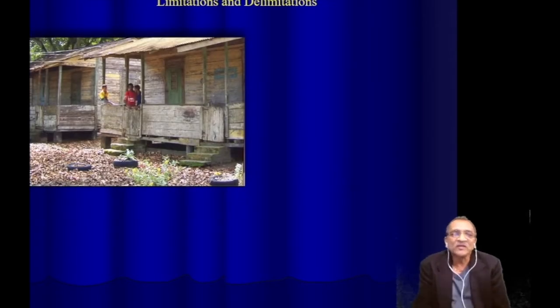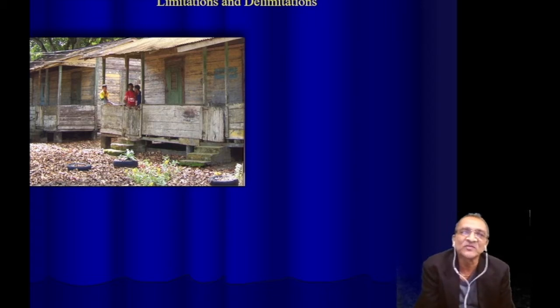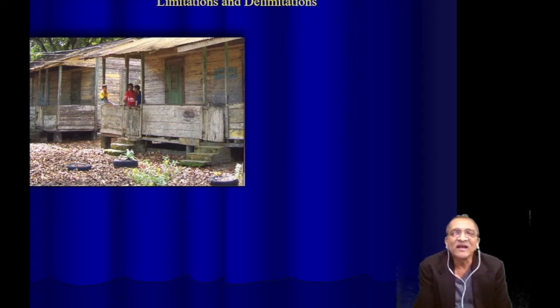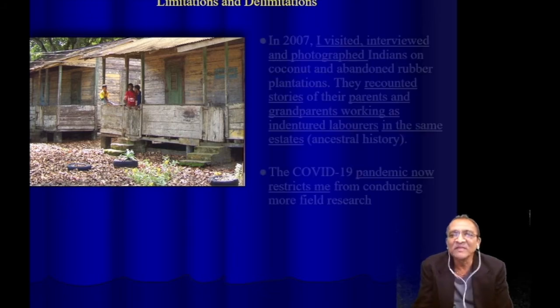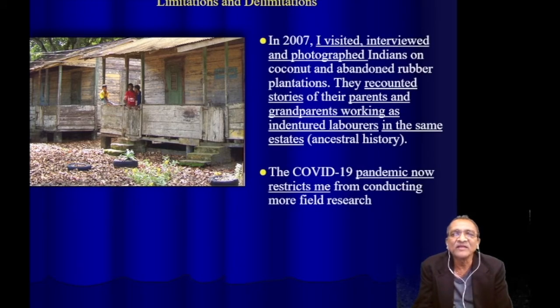This is a photo I took when I did my research in 2007, 14 years ago. A relic of barracks, little updated because you see concrete steps and wooden walls instead of the dirt, and you see the galvanized roof instead of the thatch roof, and so on. But these are barracks that are still there in the same estate. And the people I interviewed are descendants, third generation of indentured laborers in the coconut estate. That picture was taken on a coconut estate.